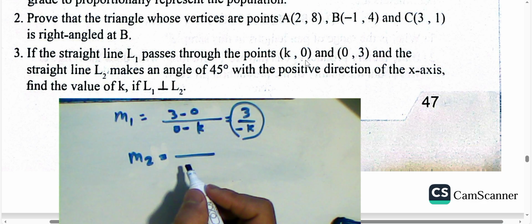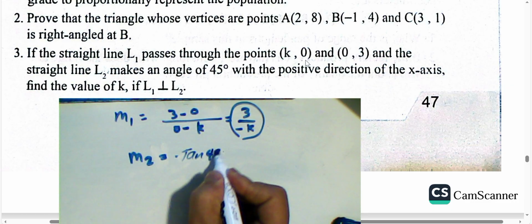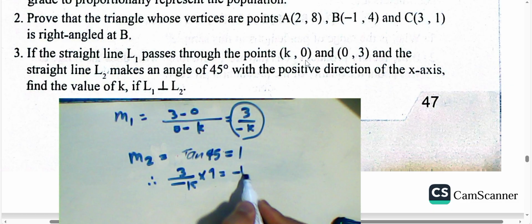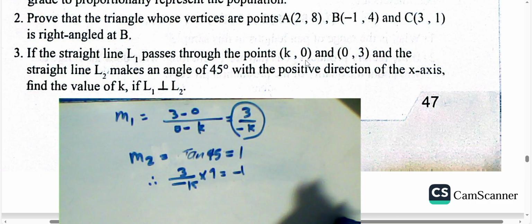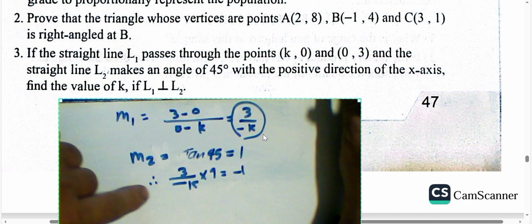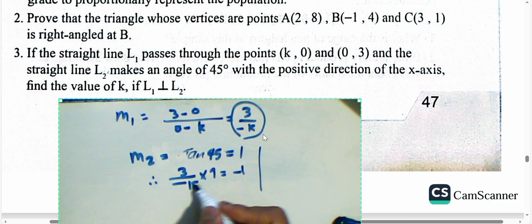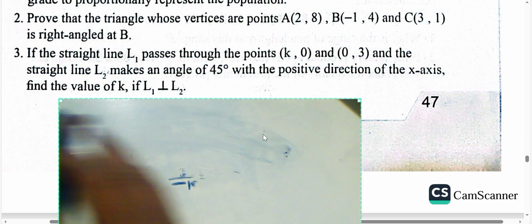And slope 2, we can write tan 45. Tan 45 equals 1. Then slope 1 multiplied by slope 2 equals negative 1. So 3 over negative K times slope 2, which is tan 45, equal to 1. The product between them equals negative 1. Then negative K times 1 equals negative 1, so K, the answer, will be 3. The value of K here equals 3.